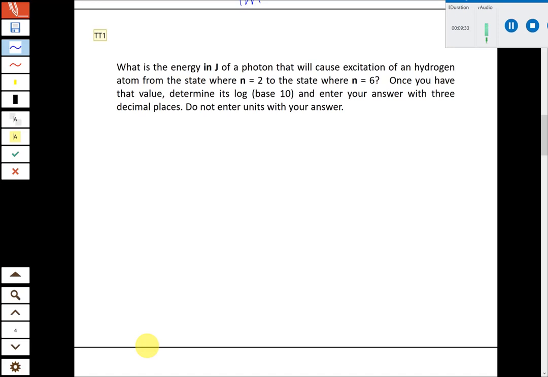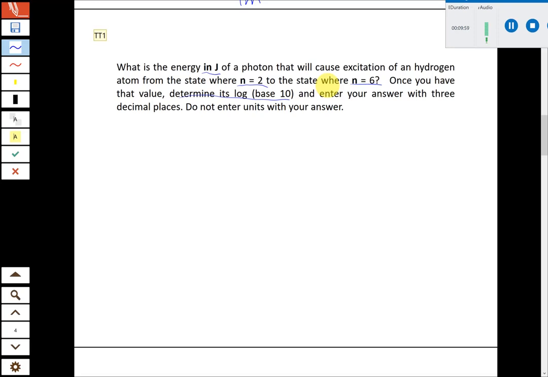So in the first one here, which is probably the most straightforward one, we want to know what is the energy in joules of a photon that will cause excitation of a hydrogen atom from the state where n equals 2 to the state where n equals 6. Once you have the value, determine its log, base 10, and then enter your answer with 3 decimal places. So I suspect that last part of the question, the determining the log, may have thrown some people off. But first, let's just handle the chemistry part.